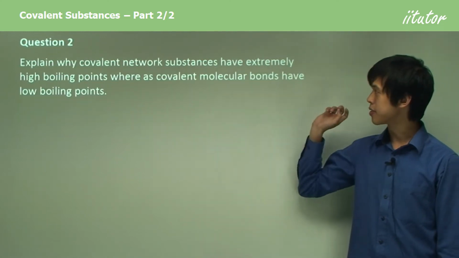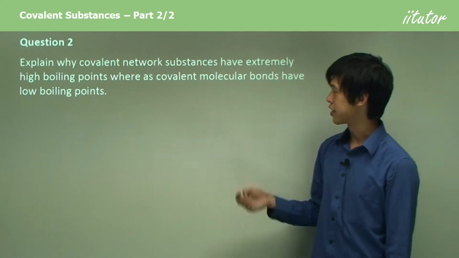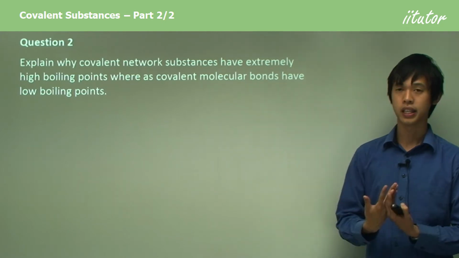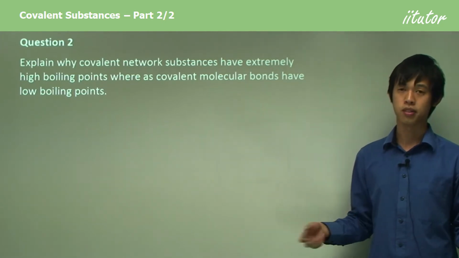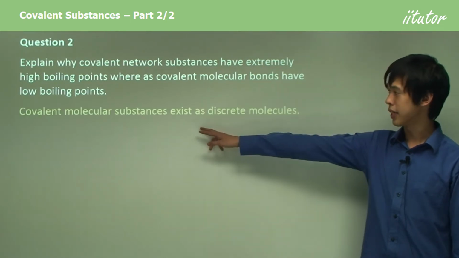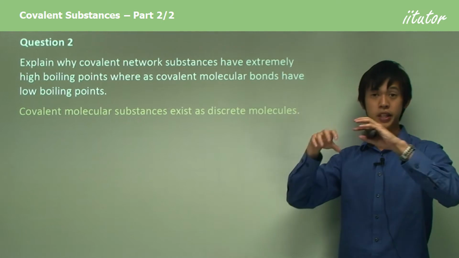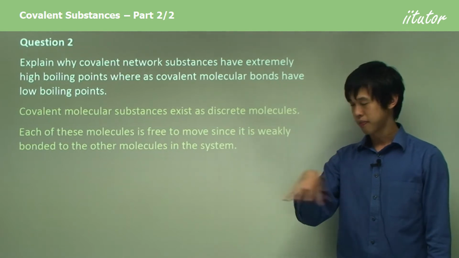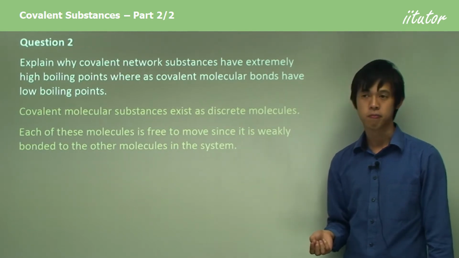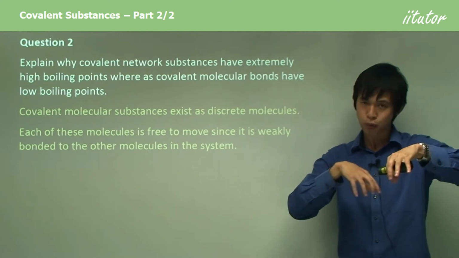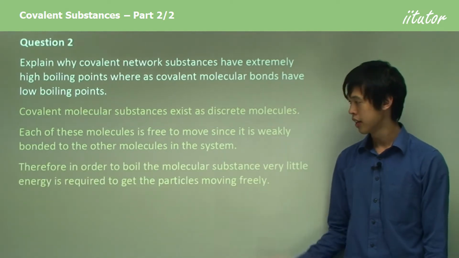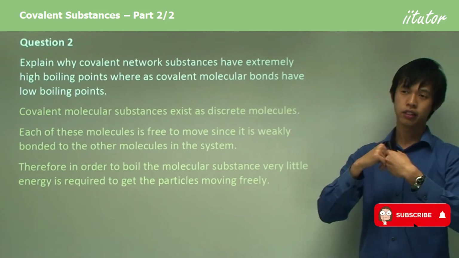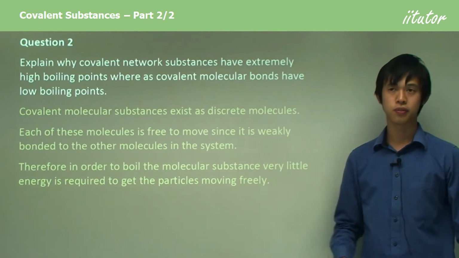Explain why covalent network substances have extremely high boiling points, whereas covalent molecular bonds have low boiling points. Why, if they're bonded with covalent molecular or covalent network, they have such differing boiling points, even though they're all covalently bonded? So covalent molecular substances exist as discrete molecules. They're little groups of atoms together that don't want to talk to other groups. Each of these molecules is free to move since it's weakly bonded to other molecules in the system. So they might interact a little bit, but they're very weakly interacting. They're not holding each other together. Therefore, in order to boil the molecular substance, very little energy is required to get the particles moving freely. Just a little bit of energy will allow them to whiz off in their own directions.